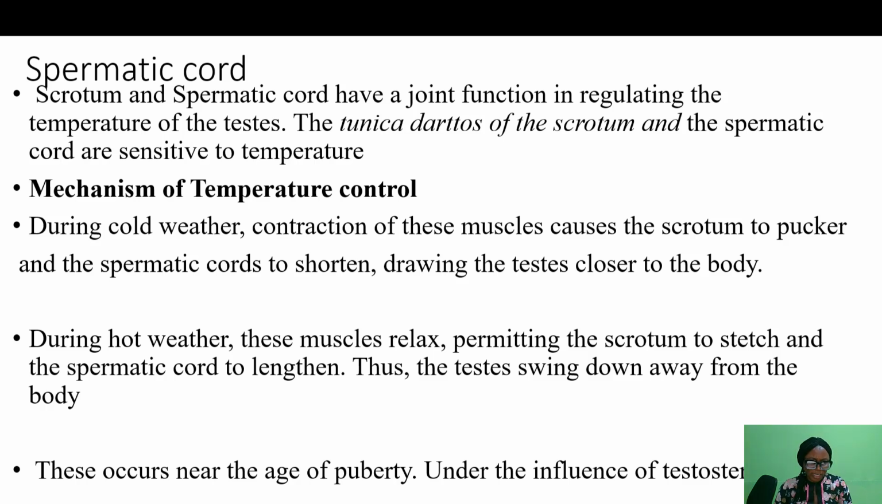Also, during hot weather, these muscles relax, permitting the scrotum to stretch and the spermatic cord to lengthen. When this is done, it helps the testis to be drawn literally away from the body axis, and this helps to maintain the body temperature, such that during hot weather, the core body temperature will not add to the temperature of the testis, therefore making spermatogenesis relatively impossible.